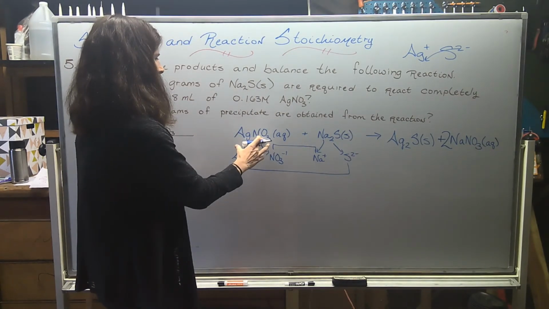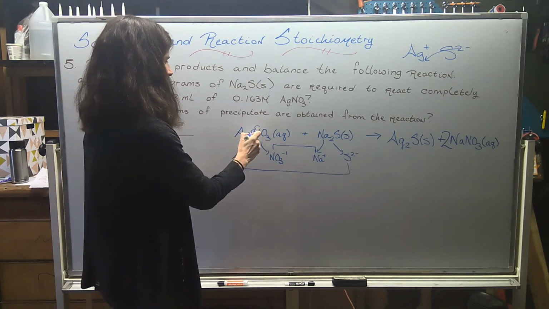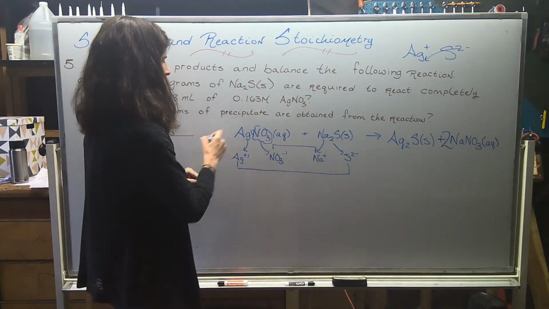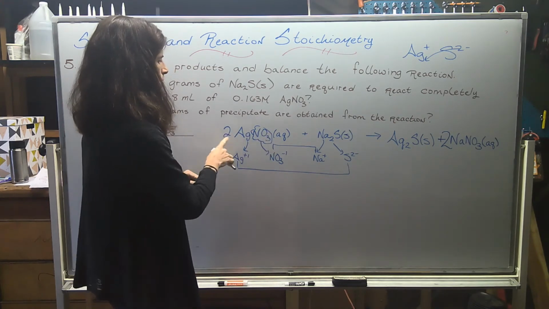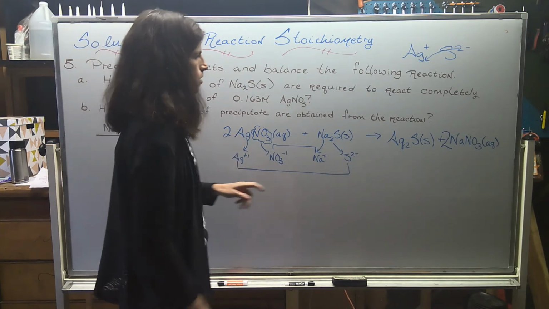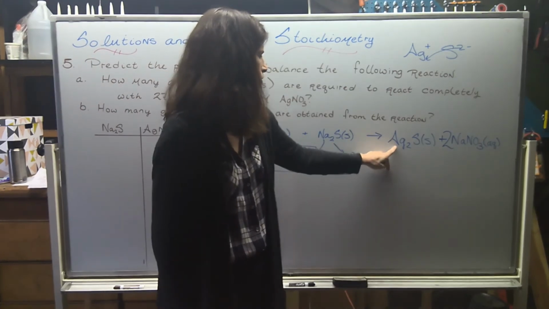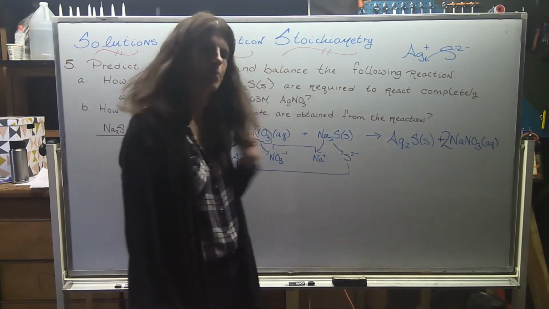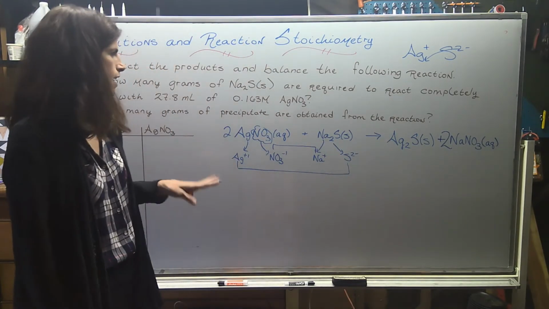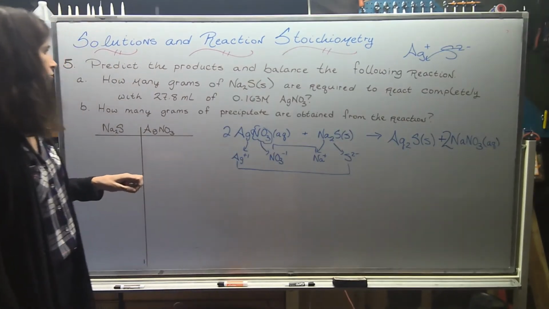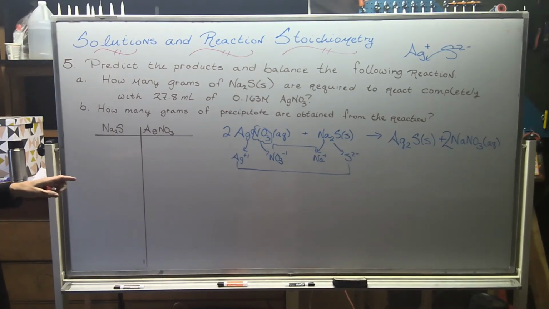Right now I only have 1 nitrate, so I'm thinking of this in its entirety. So if I put a 2 here, that'll give me 2 nitrates and then 2 silvers. But I'm okay, I have 2 silvers and then the 1 sulfur. So it's balanced and I'm ready to fill out the rest of the information, get organized here.